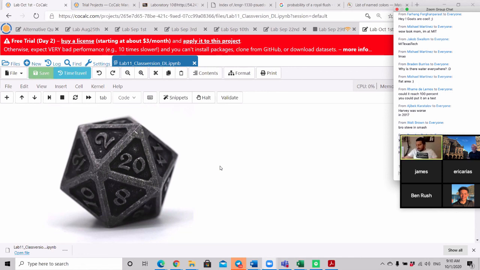Yes. In D&D, Dungeons and Dragons, you have plenty of different dice. You have D4, D6, D8, D10, D20, and in some cases even a D100. But D20 is actually a very common and useful tool in D&D. Yes, Walt, D12 too. Yes.